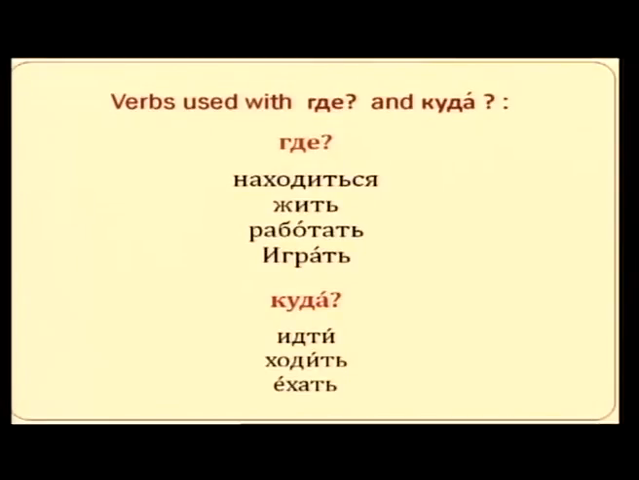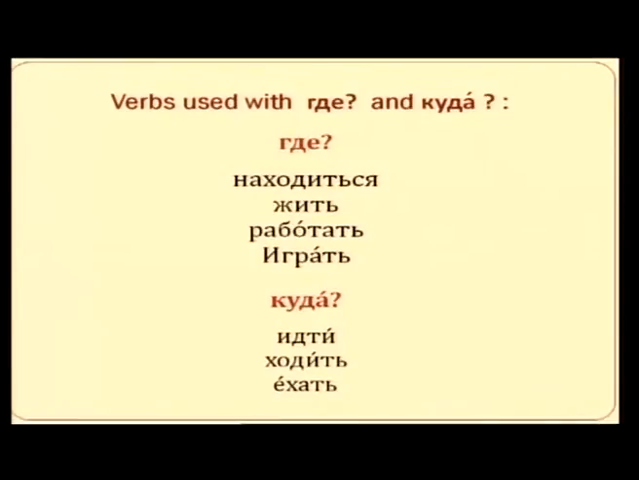The next verb is жить. Let us take this sentence to use the verb жить in a conjugated form along with a preposition. Я живу в Москве. I live in Moscow. Я живу, as жить has been conjugated according to the form of я. Где я живу? Я живу в Москве. Here the noun Москва has been changed into Москве. Here we have used the preposition в again.